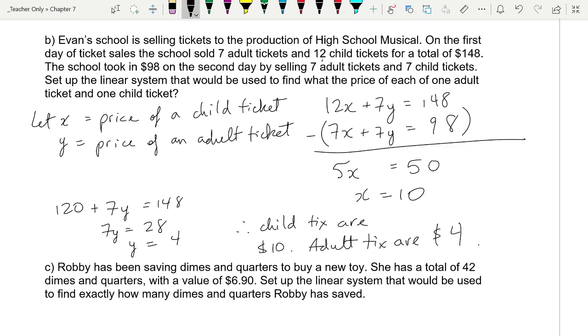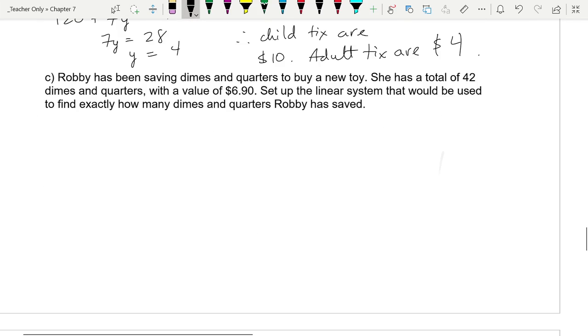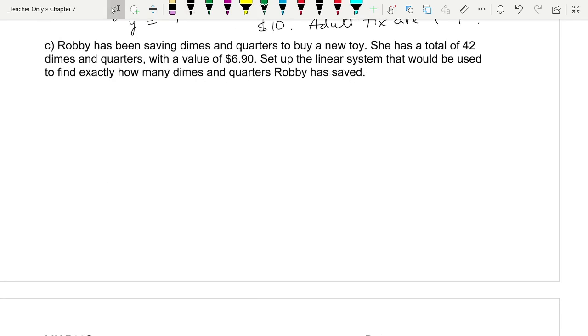Okay, I have a request for 6C. Let's see, what's this question? I don't even know what question. Oh, this is 6B. 6C, okay. So Robbie has been saving dimes and quarters to buy a new toy. She has a total of 42 dimes and quarters. So, okay, I'm going to let x equal the number of dimes.